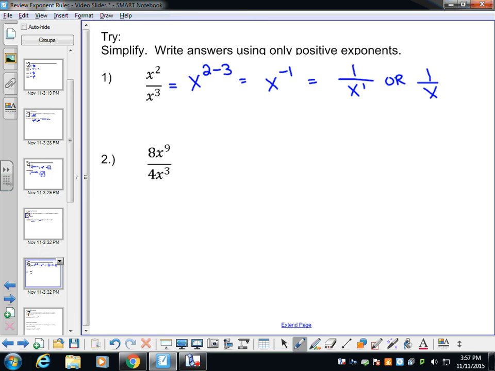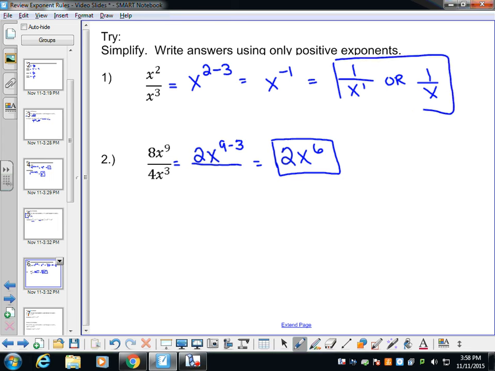The second one, we can actually reduce our coefficients. So I can think about reducing my coefficients, so I just get 2 in my numerator. And then I can subtract my exponents with the base of x. So I end up with 2x to the 6th. Nothing is in my denominator in this problem because I have no negative exponents.